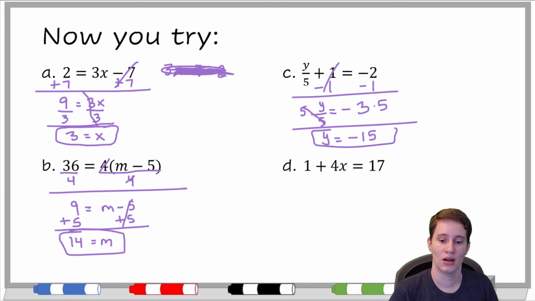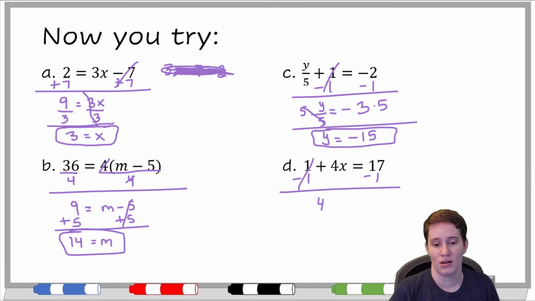Ta-da! And finally, 1 plus 4x equals 17. So we want to look at what's farther away from x, which is this 1. Let's subtract that 1 over to the other side. And then divide both sides by 4. And get x equals 4.